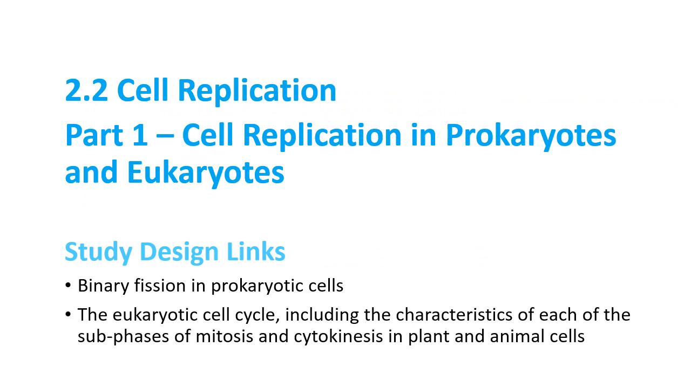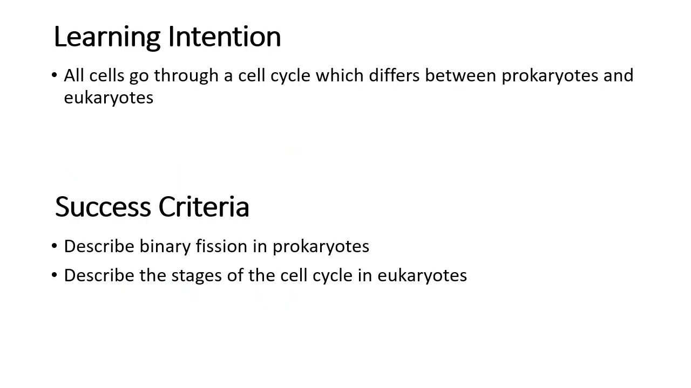Okay, so we're learning about cell replication in this section. We're on to chapter 2, and the study design link is all about binary fission in prokaryotes and the cell cycle in eukaryotes. Those two groups of organisms reproduce their cells in different ways, and we're going to compare those two different things. Your learning intention for this section is that all cells go through a cell cycle, which differs between prokaryotes and eukaryotes.